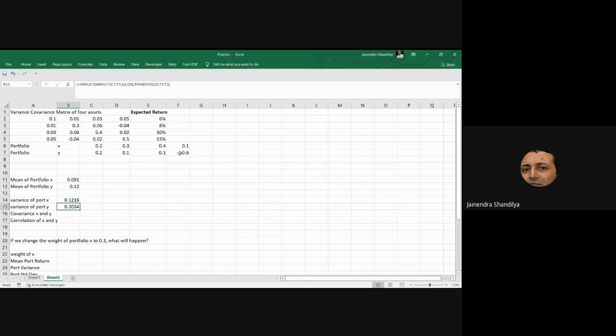I hope others should be in a position to do this. If not, then just copy this. This is very basic. As we move forward, we'll be doing the security market line and capital market line, so we'll be needing this formula.